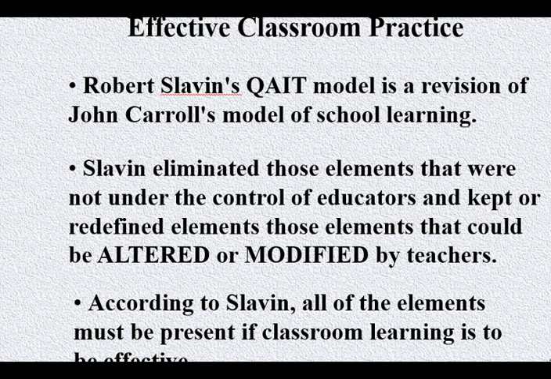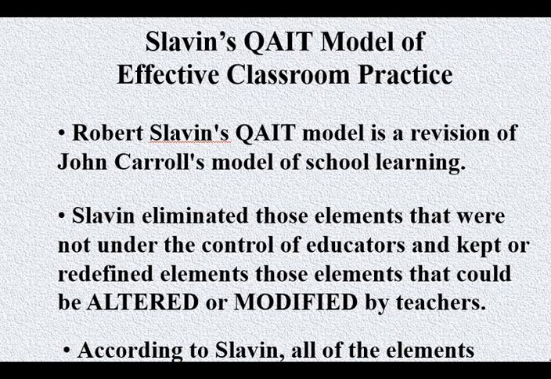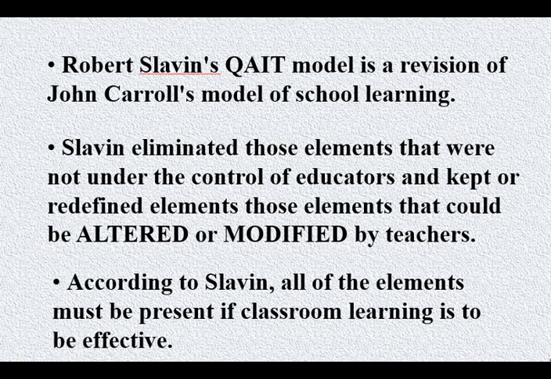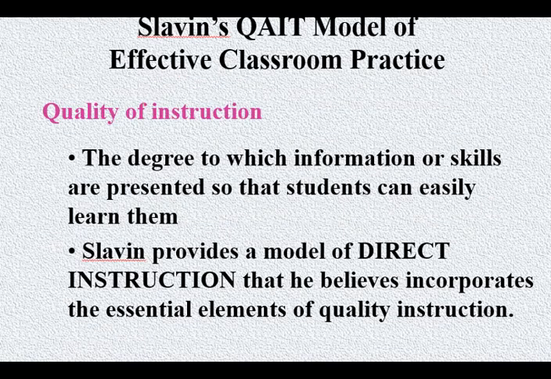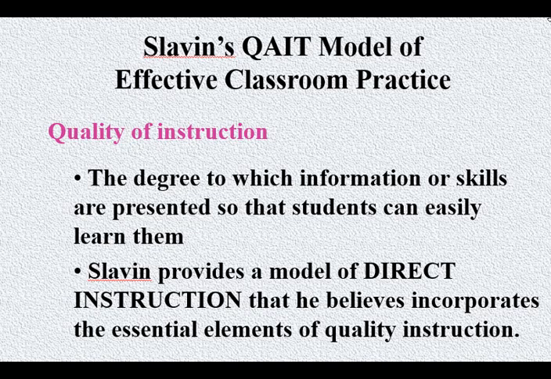I wanted to add this little PowerPoint that I'm going to give you access to as well, regarding a little bit more explanation of Slavens' Quate model of effective practice. So here is a little bit more explanation of the four factors. There's the quality of instruction, which is the degree to which information is presented to students so that they can learn it. And direct instruction, of course, is something that incorporates all of the elements of quality instruction. There are other methods of instruction, of course, but at least in the classroom, you really need direct instruction.